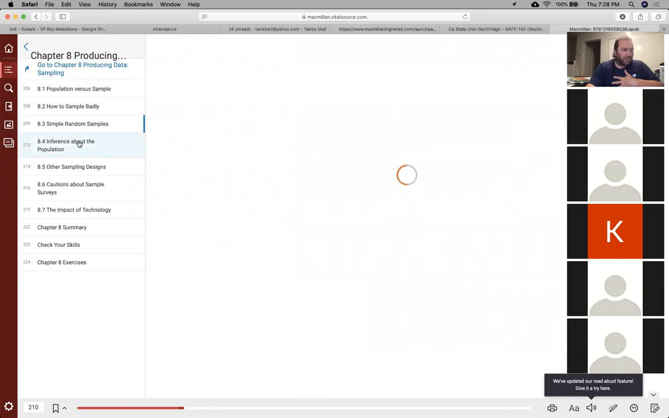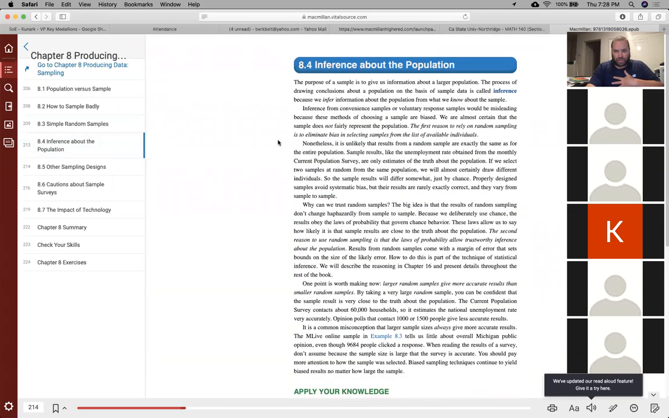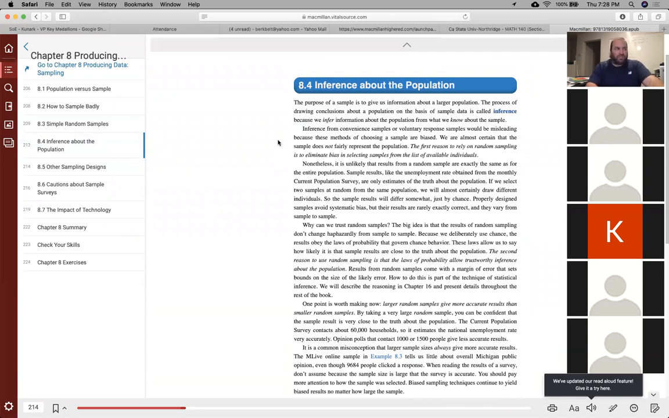So now, inferences about the population. What is the purpose of taking a simple random sample or any sample? The purpose of a sample is to make some kind of inference about the entire population. My sample said that 70% of the population is going to do this. Can I conclude that 70% of the population actually will do that? Can I infer from the population from my sample?